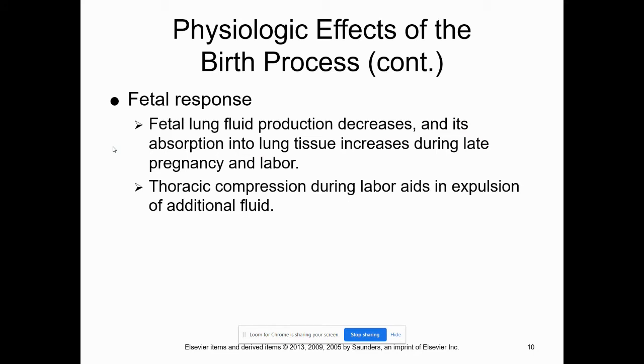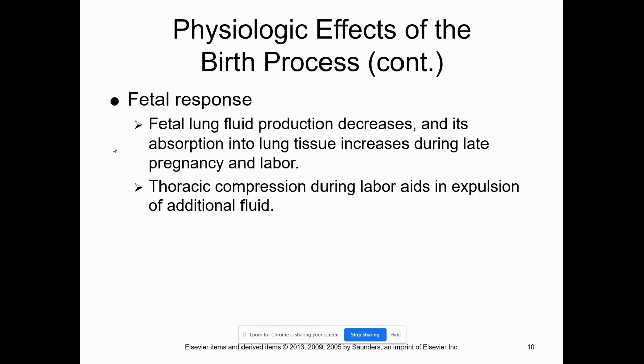Next, we have to look at the fetal response. So in early labor, the baby, the fetus, actually begins to slow down its fluid production in the lungs. This happens more and more as the baby gets to term. And this fluid gets reabsorbed into the lung tissue, and it's very important so that the baby can breathe extrauterine.